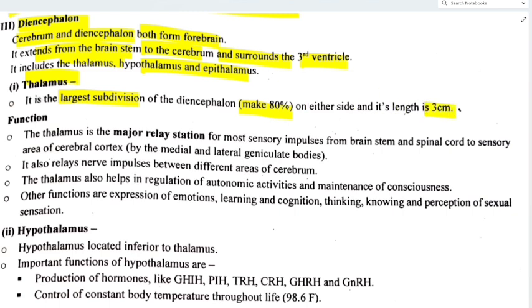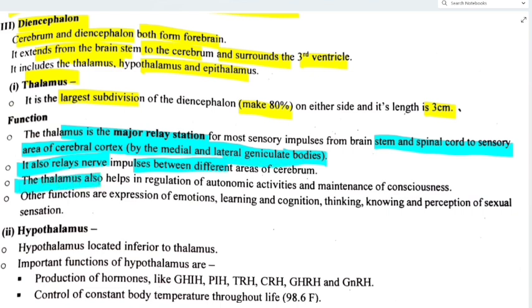Okay. So what are the functions now? The thalamus is the major relay station for most sensory impulses from brainstem and spinal cord to sensory area of cerebral cortex by the medial and lateral geniculate bodies. Is that clear? So it is the major relay station for most sensory impulses from brainstem and spinal cord to sensory area of cerebral cortex. It also relays nerve impulses between the different areas of cerebrum.